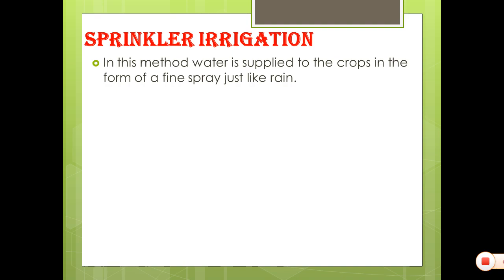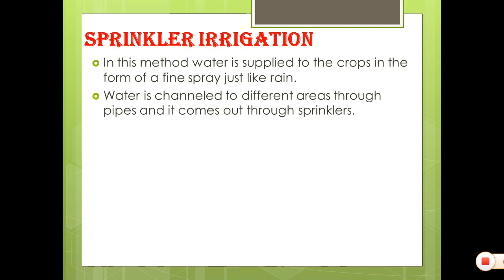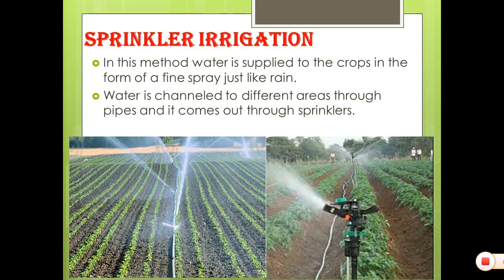Sprinkler irrigation. Sprinkler irrigation is a method in which water is supplied to the crops in the form of fine spray, just like rain. Water is channeled to different areas through pipes and it comes out through sprinklers, which look like rain. You can see below here. By using this irrigation method, we can give water to every plant. At the same time, we can also save water.